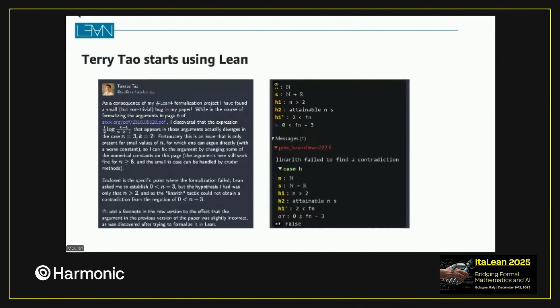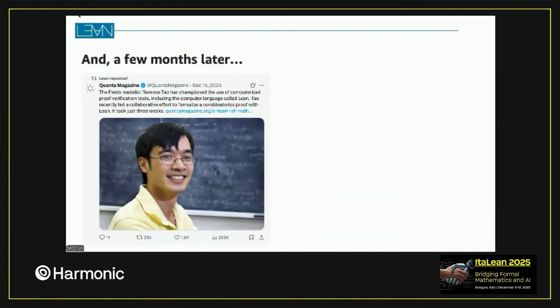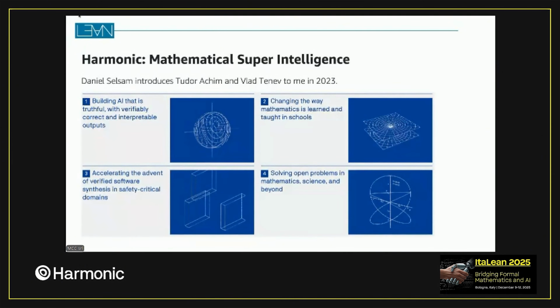I mean, you probably know many of them. Terry Tao starts using Lean, finding a bug in his paper. A few months later, he formalizes one of his results in record time using Lean. Harmonic, Daniel again. Daniel connects me to Tudor and Vlad, and I meet them in the Bay Area, and they tell me the plans for Harmonic. Again, connected to the IMO Grand Challenge. They say, we want to get the gold medal, right?